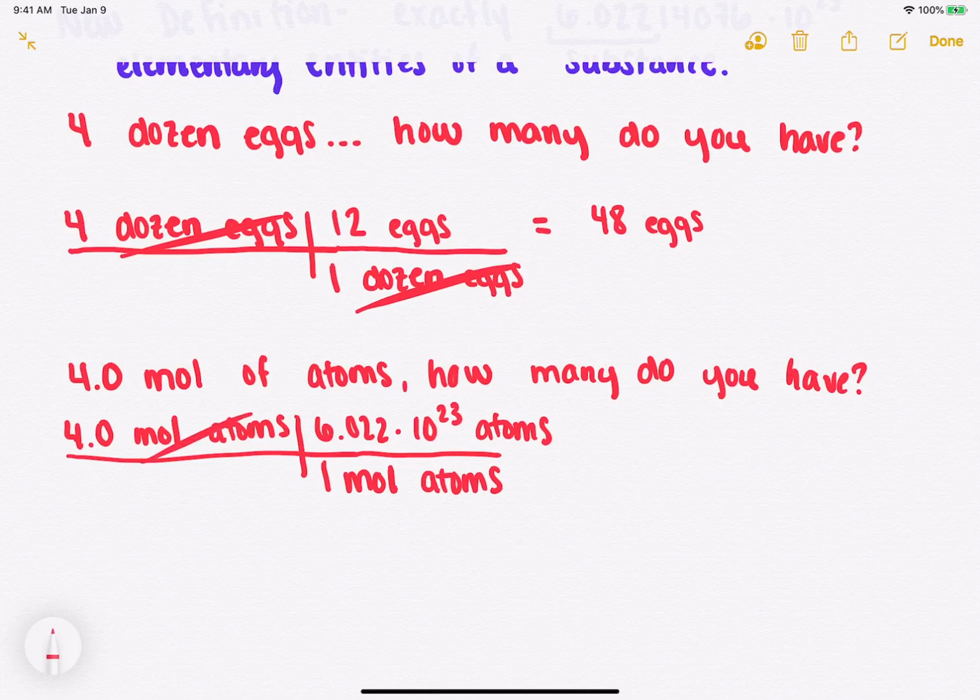We can cancel these units. So if all the units cancel and we end up with what we were trying to solve, we know we probably set up the problem correctly. And you can go ahead and plug that into your calculator. I have already solved it, so the answer is 2.4 times 10 to the 24th atoms.